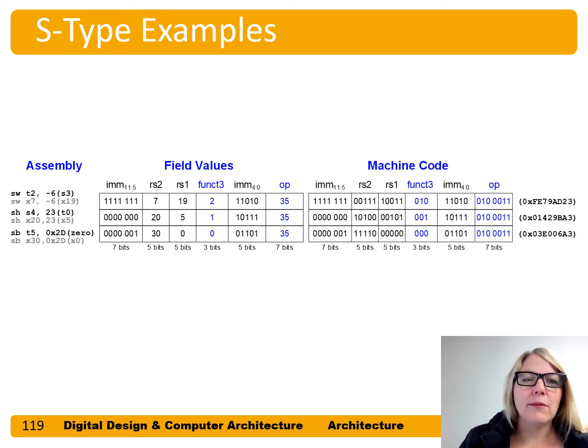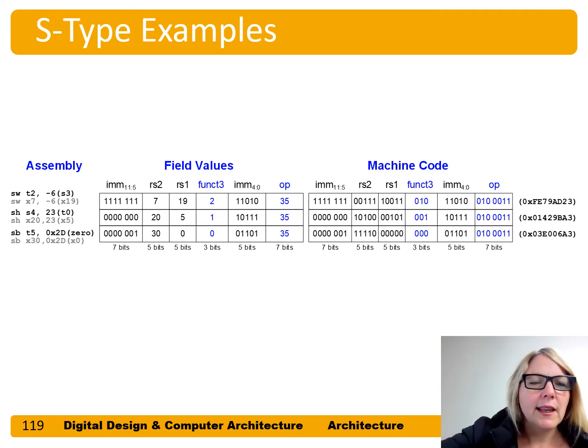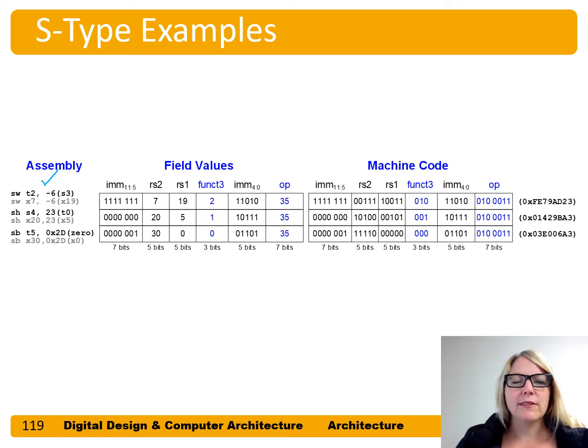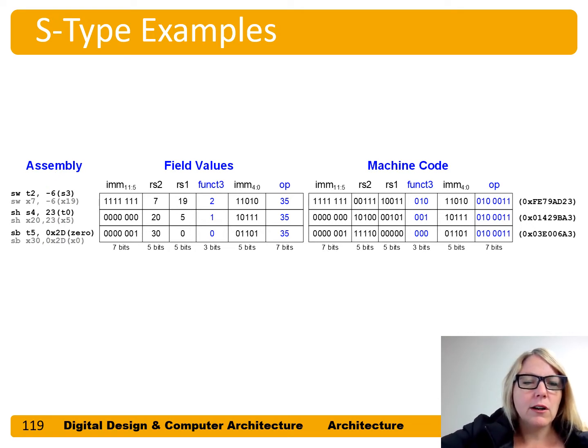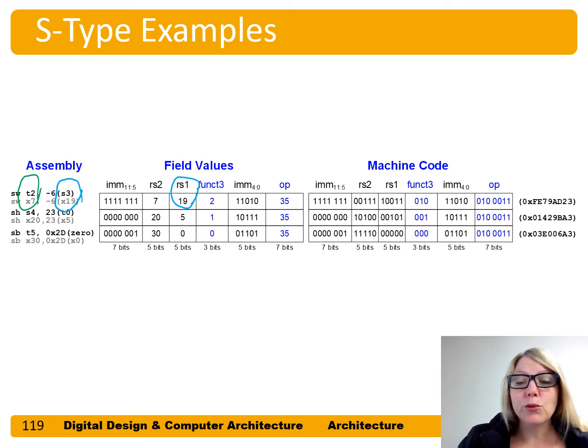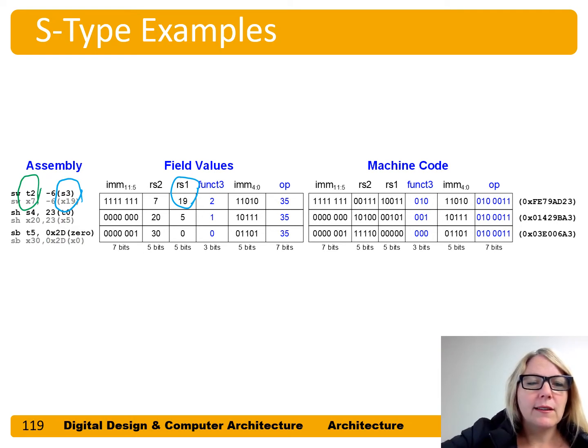So here are some example S-type instructions. We have store word, store half, and store byte. Typically we don't have a negative offset, but I want to show that it can be, since it's a signed number, so it could be a negative offset. Here we have RS1, our base register, S3, or register number 19. And then we have our second source, the value that we're going to store to memory, and that's T2, or register 7.